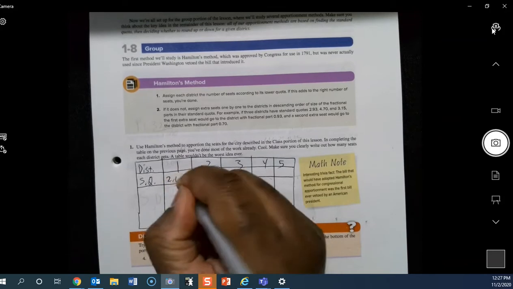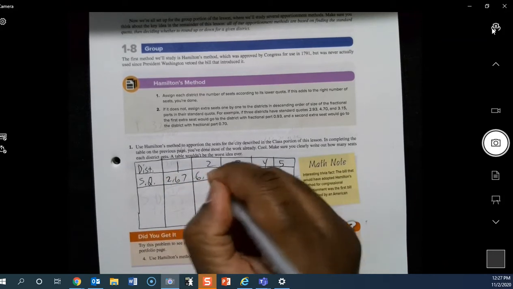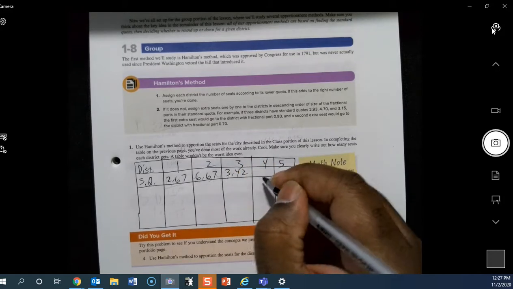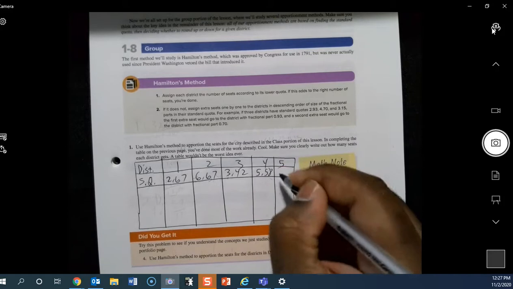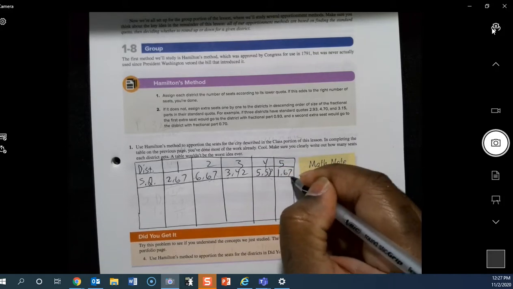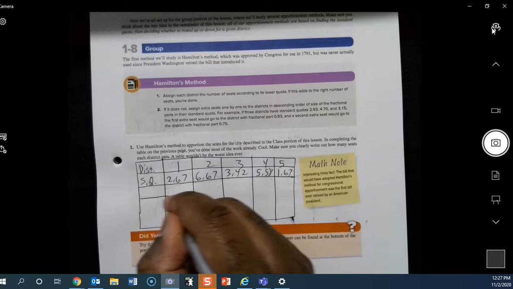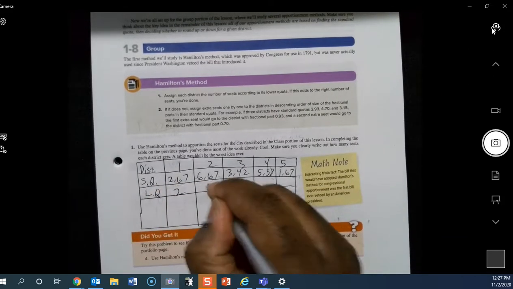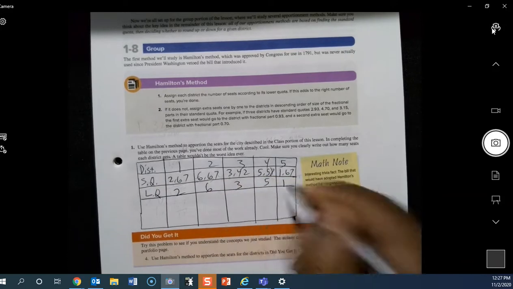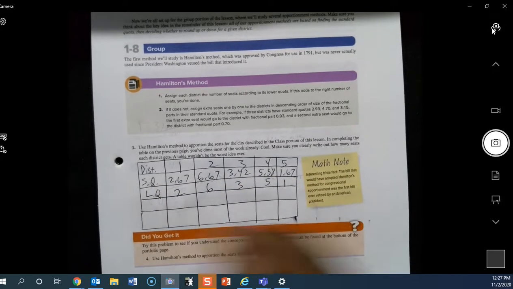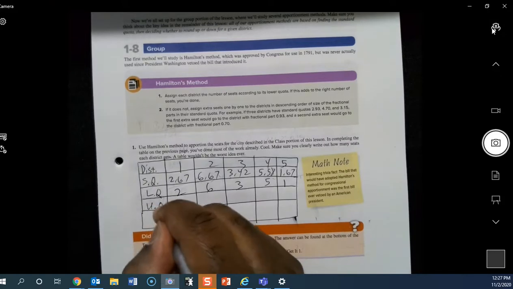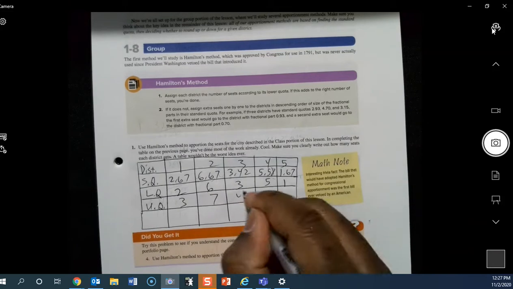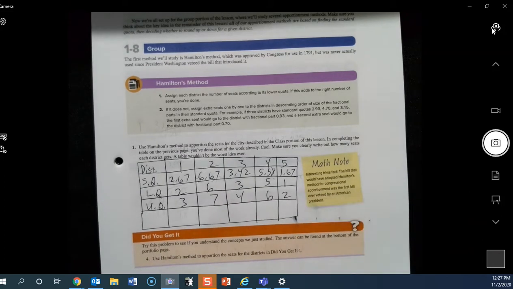Standard quota we already had was 2.67, 6.67, 3.42, 5.58, and then 1.67. Then we would do our lower quota. So this would be 2, 6, 3, 5, and 1. Now we would do our upper quota, which would be 3, 7, 4, 6, and 2.